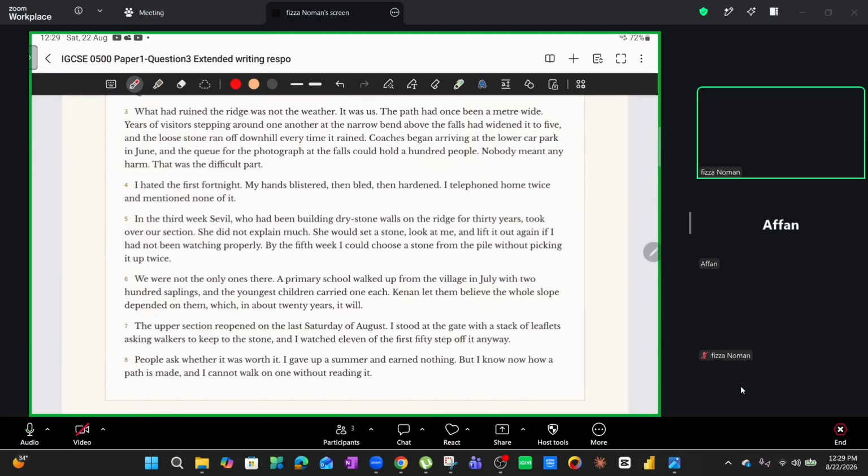Go on then. The upper section reopened on the last Saturday of August. I stood at the gate with a stack of leaflets, asking walkers to keep to the stone, and I watched 11 of the first 50 step off it anyway. People asked whether it was worth it. I gave up a summer and earned nothing, but I know how a path is made, and I cannot walk on one without reading it.